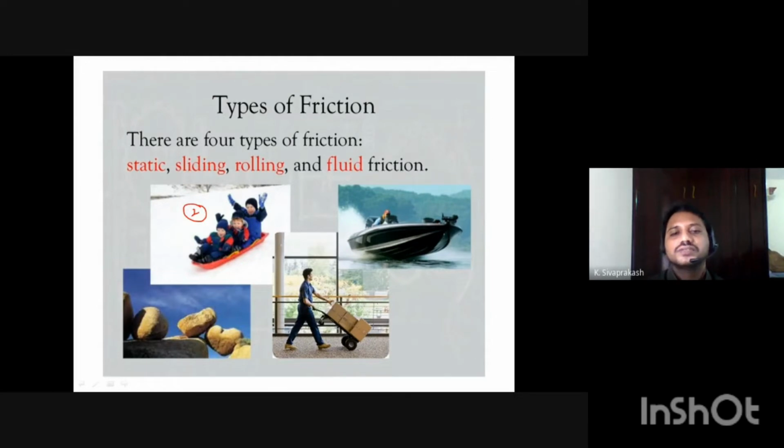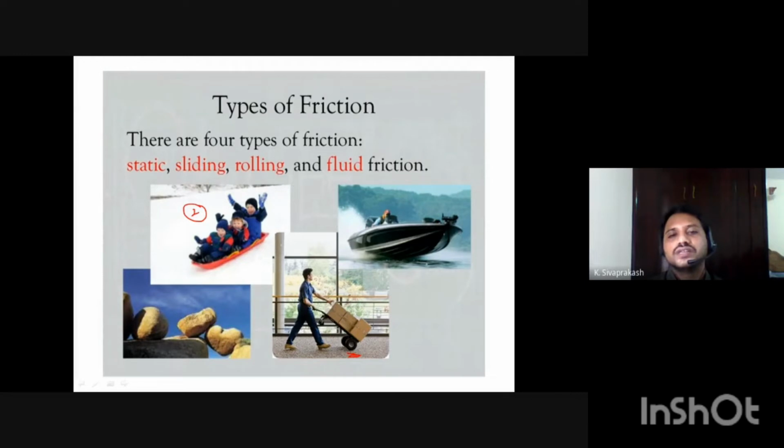And coming to this one, these are the rollers. Here, some person is pushing this cart, right? So here, the friction which is developed between the roller and the surface is known as a roller friction or the rolling friction. Okay, and the rolling friction is less when compared to the sliding friction.